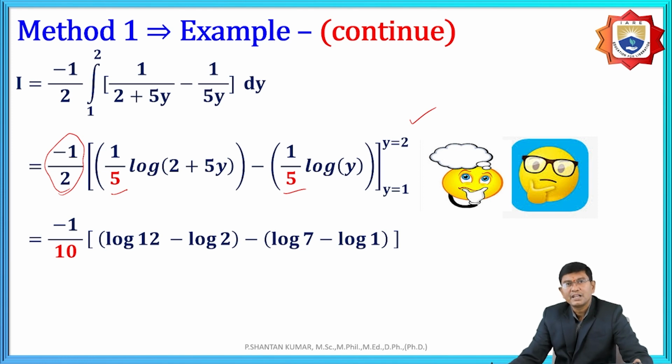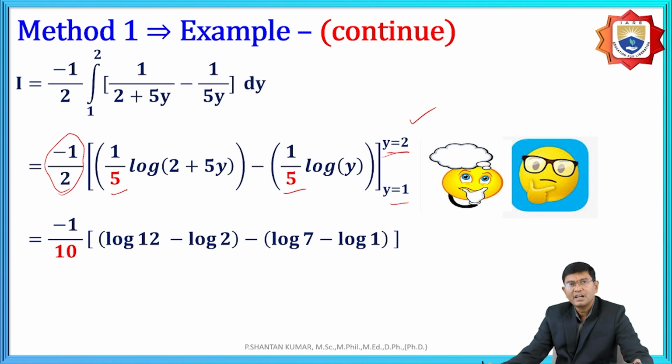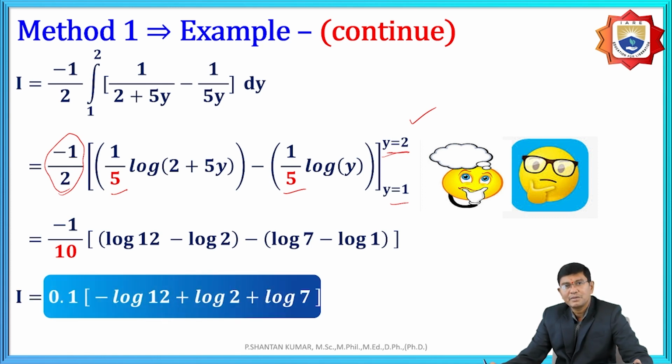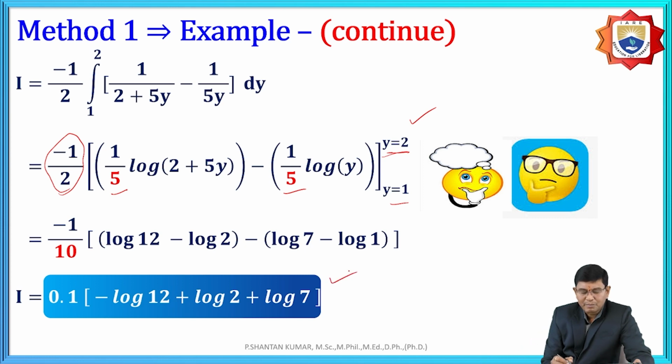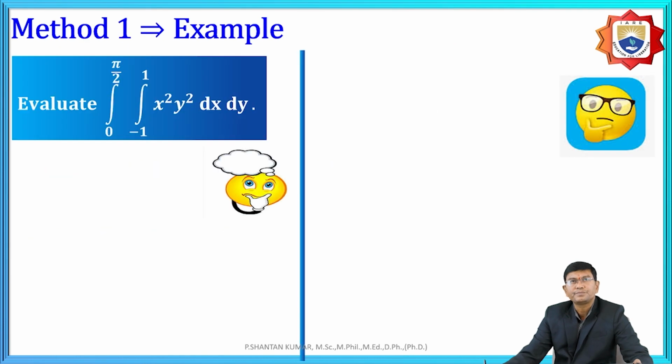log 12 minus log 2 minus log 7 minus log 1, by replacement of y with the upper limit 2 and the lower limit 1. Here also, as we know the formula log a minus log b, we write it as log of a by b. After simplification, we clearly obtain 0.1 into minus log 2, 12 plus log 2 plus log 7 as the final solution.